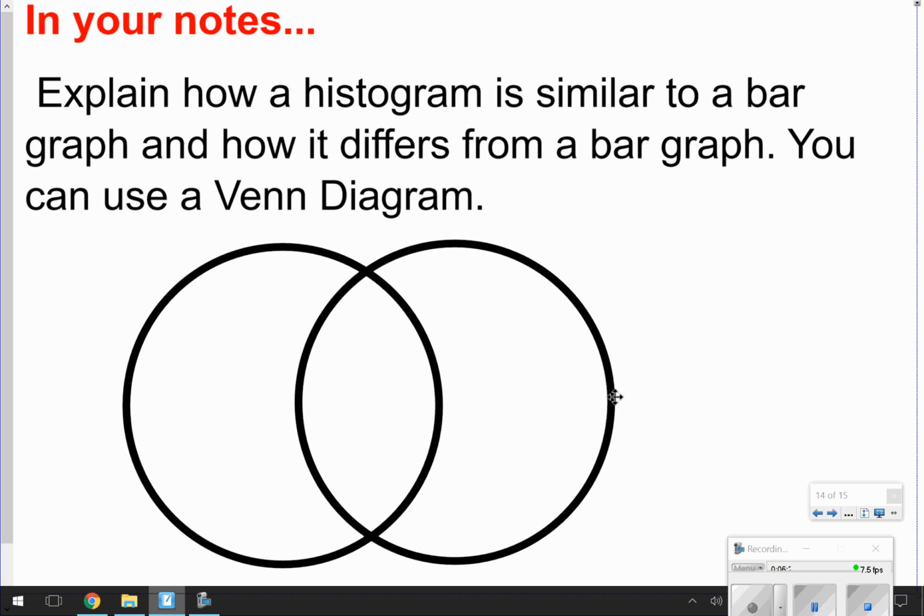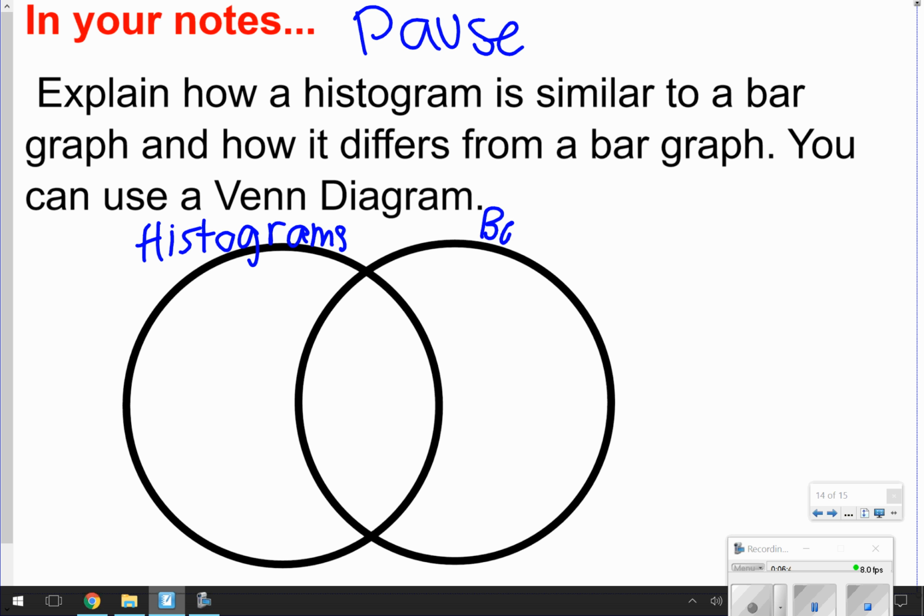For your last thing in your notes, you're going to do a brief activity, which is making a Venn diagram to compare and contrast histograms to bar graphs. So in your notes, you're just going to draw a Venn diagram, histograms on one side, bar graphs on the other. Something they share in common would go here in the middle, and things that are different go on the sides of the Venn diagram, depending on if it's a histogram or bar graph.